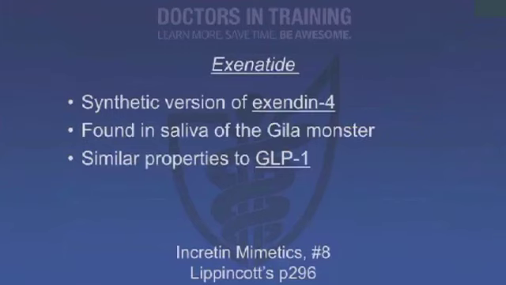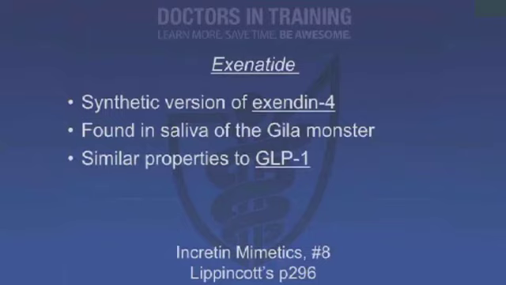Exenatide is a synthetic version of a hormone called exendin-4. Now, exendin-4 is found in the Gila monster saliva. Gila monsters are large, poisonous lizards that live in the southwestern United States. And they produce this hormone exendin-4. It's produced in their saliva. It's actually stored and concentrated in their tail for some reason.